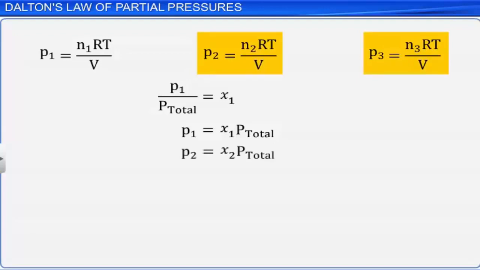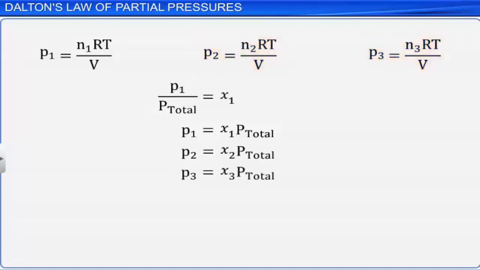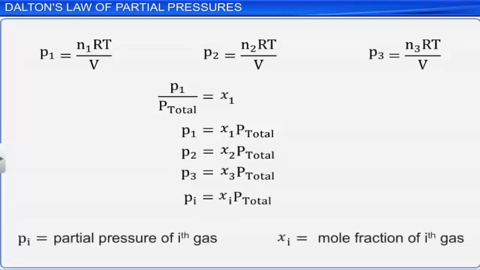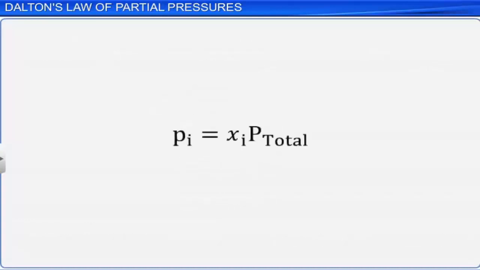Thus, a general equation can be expressed as Pi equals xi multiplied by P total, where Pi and xi are the partial pressure and mole fraction of ith gas respectively. Thus, if the total pressure of a mixture of gases is known and the mole fraction of the gas is known, then the equation Pi equals xi multiplied by P total is used to calculate the pressure exerted by an individual gas.